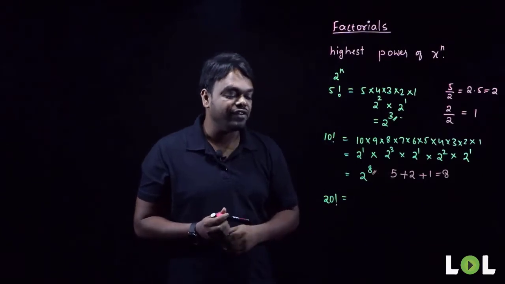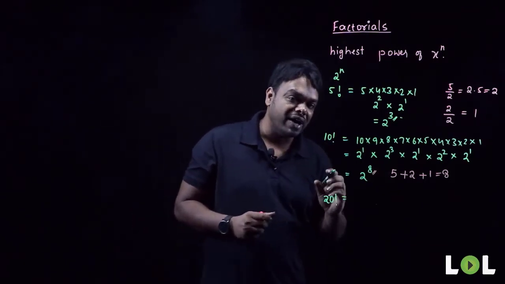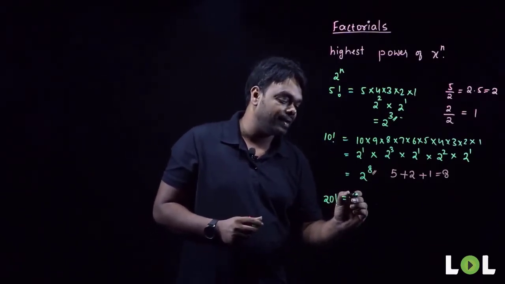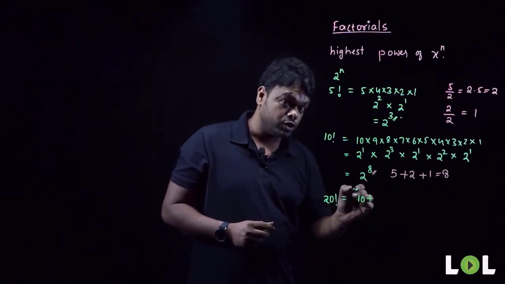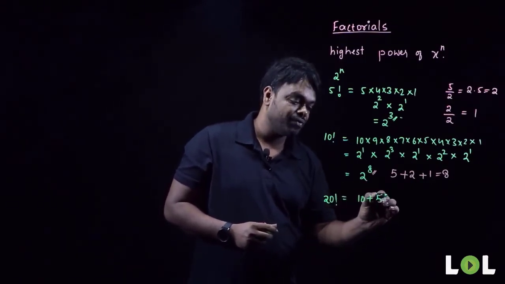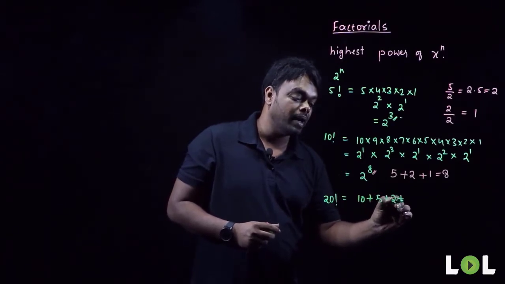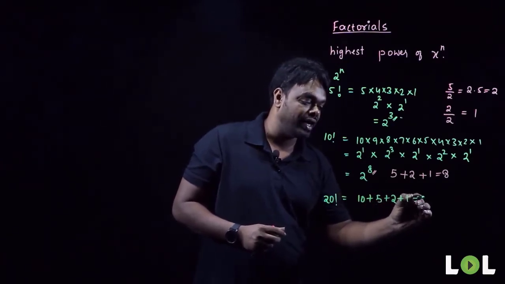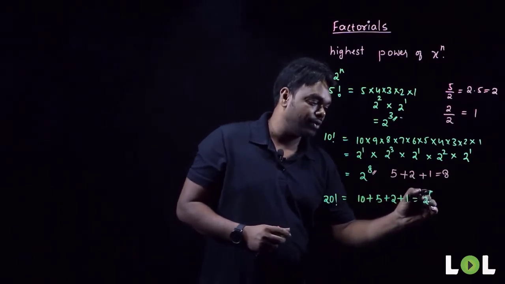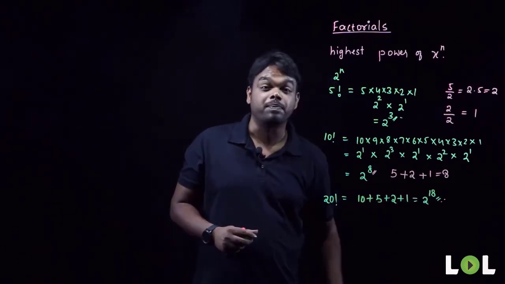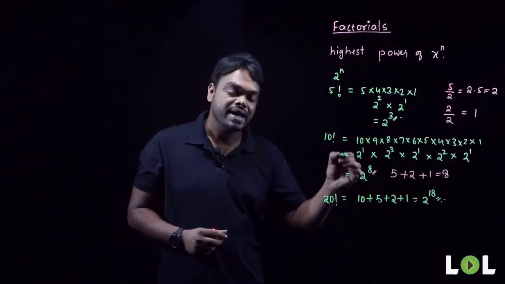Now, in 20 factorial, if you check, start dividing 20 by 2. What do we get? 10. Plus, again 10 by 2 is 5. 5 by 2, 2. 2 by 2, 1. That's it. Altogether, 10 plus 5 plus 2 plus 1, that is 2^18. So, the highest power of 2 in 20 factorial is 18.